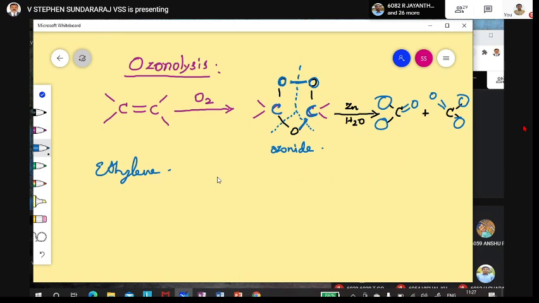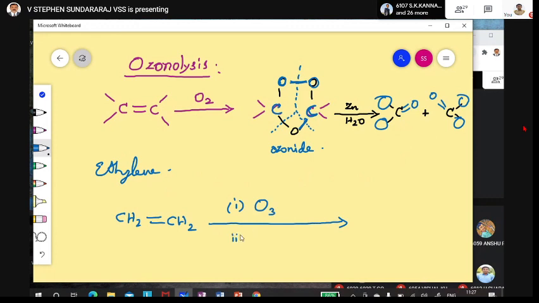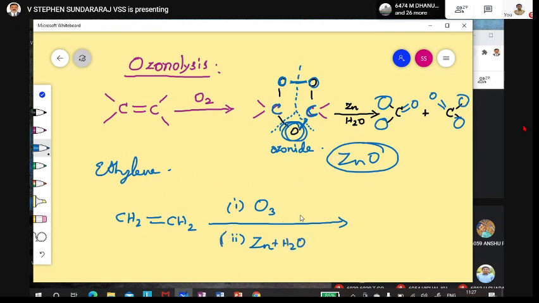ethylene. Okay, now this overall reaction. I am writing this is CH2 double bond CH2. So now overall reaction, how will you write? See, you write first one and O3. And second, you have to write zinc, because this oxygen which is coming out will be forming zinc oxide. Zinc has greater affinity for oxygen. So that is zinc plus water, that is the second step. So this is the way you have to write it, single step.